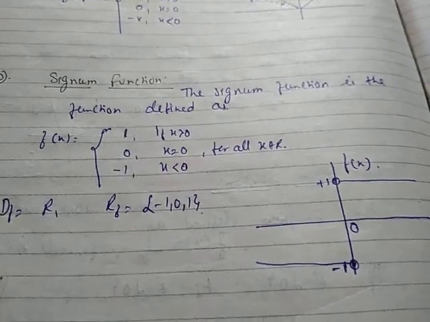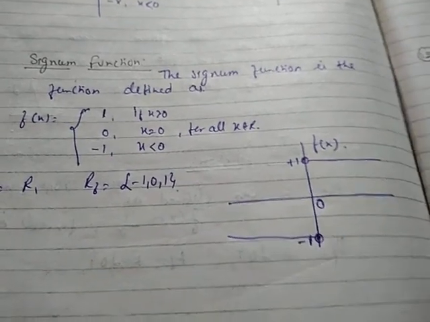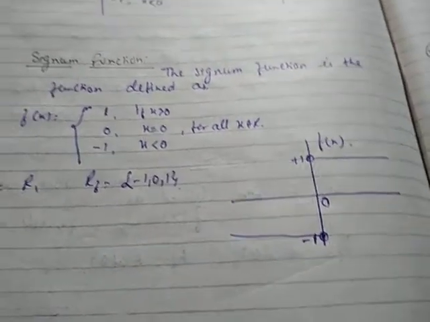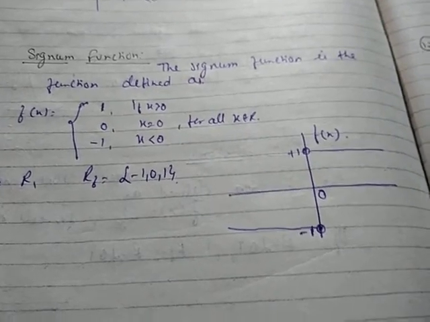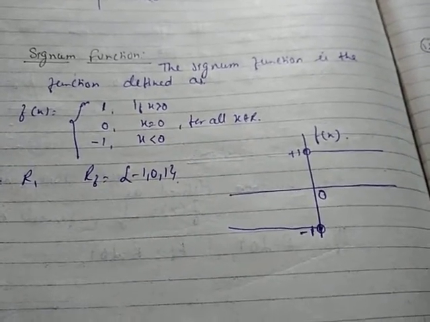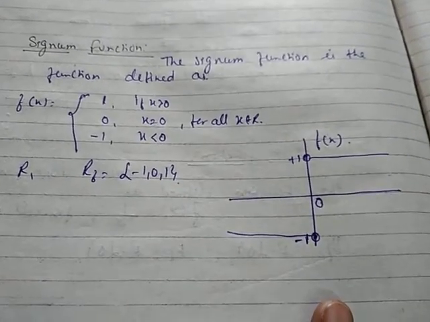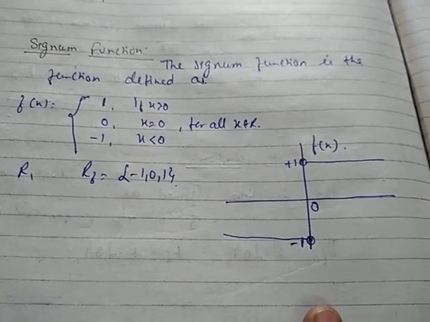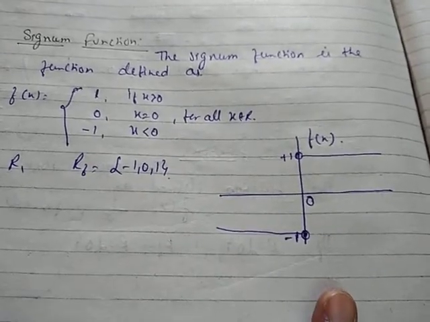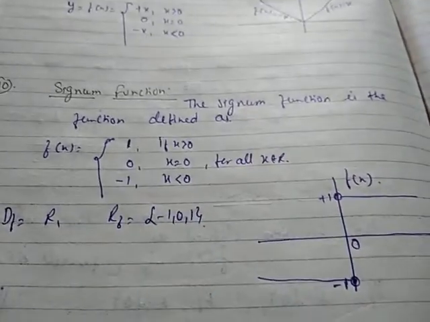That means whatever value you put, if you put x = 10, then also y is 1. If you put x = -100, then also it will give you -1. When you put x = -5, then also it will give you -1. So this is your signum function.